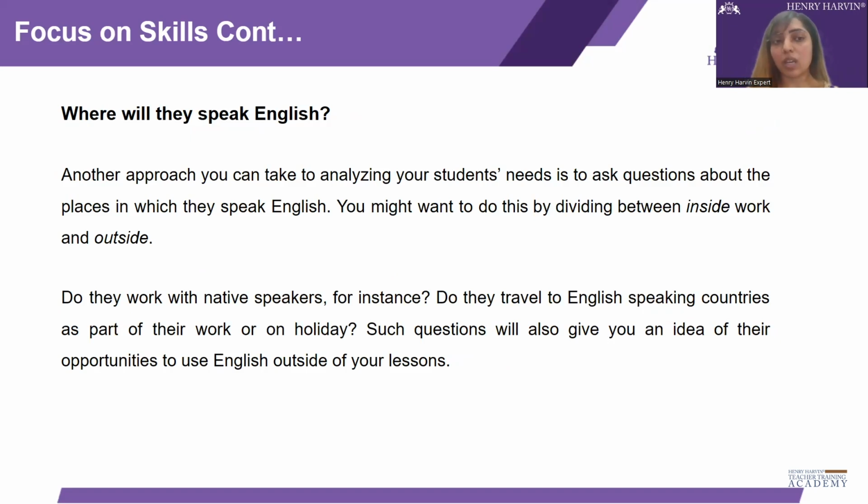Where will they speak English? Another approach you can take to analyze your students' needs is to ask questions about places in which they speak English. You might want to do this by dividing between inside and outside work. Do they work with native speakers, for instance? Do they travel to English speaking countries? That can also be a bigger challenge.